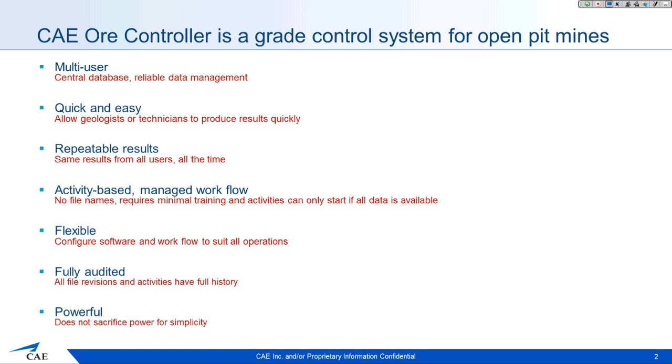Being activity-based and using a central database, there's no need for the user to remember or to type any file names and to get used to a file naming convention, because that inevitably leads to errors. The system is designed so that activities can only begin if all the data for that activity is available. The system is fully audited. The database allows multiple revisions of files to be checked in, and each activity has a full history of who carried out the activity, what data they used, and what the result was.